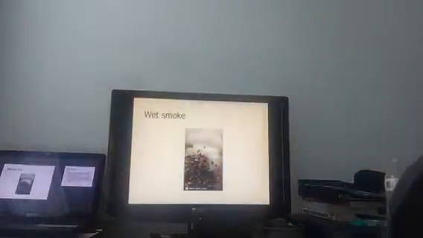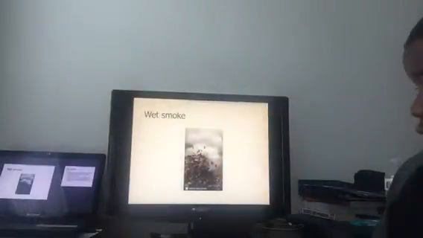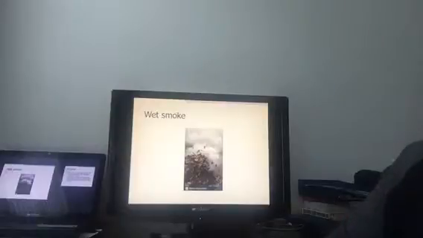So like I said earlier, this is an example of wet smoke. As you can see, the leaves are really damp and the smoke is clear-ish. So that's very important when I'm talking about smoke.